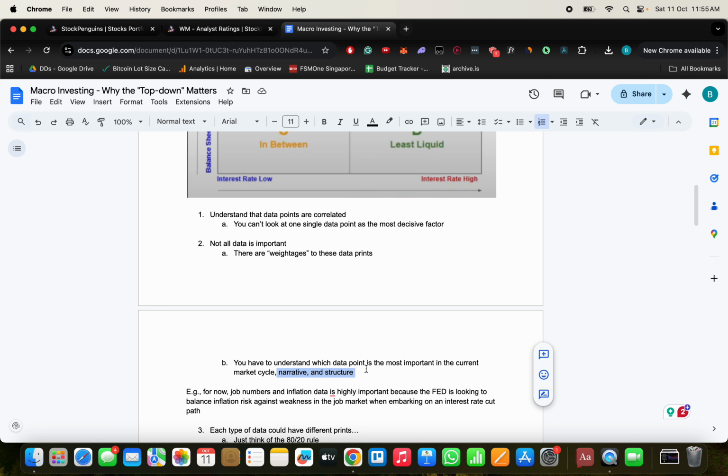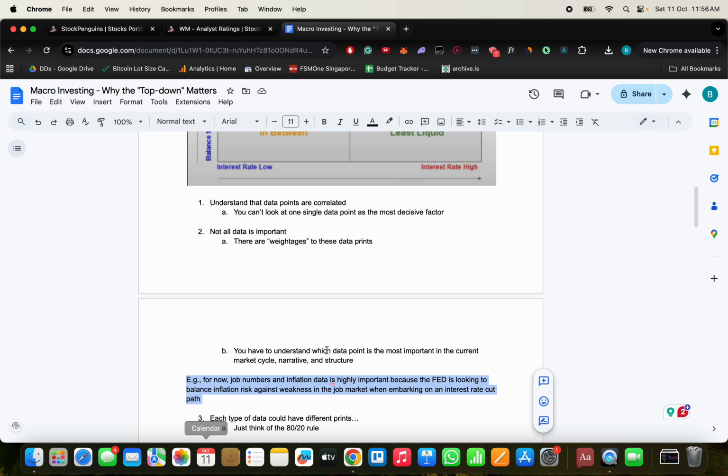He's very safe in his approach, so he needs a lot of data confirmation to continue his rate cut path. So for this, I think it's very important to look at the job numbers and the inflation rate. Because the Fed is looking to balance inflation risk against weakness in the short-term job market right now, and they're embarking on their interest rate cuts. So these are some of the things that you have to look at, right?